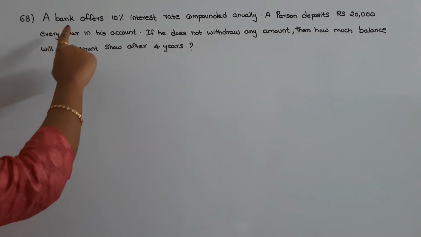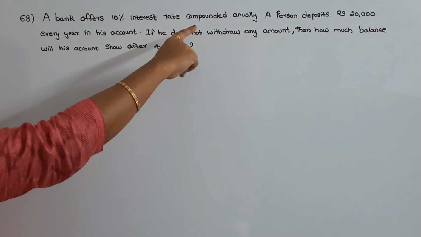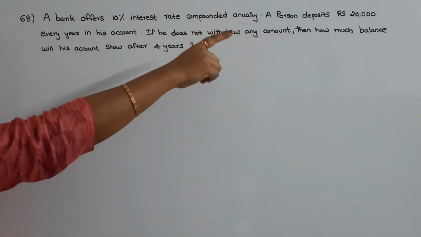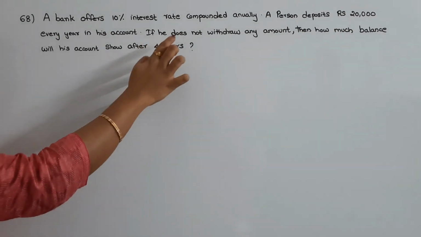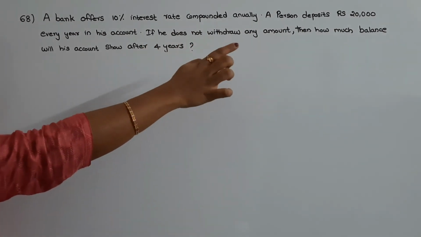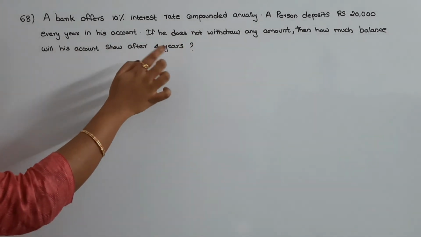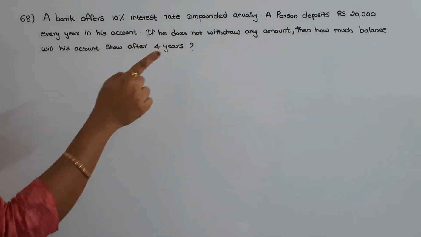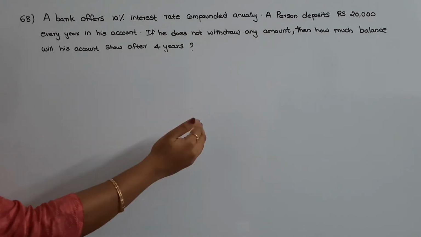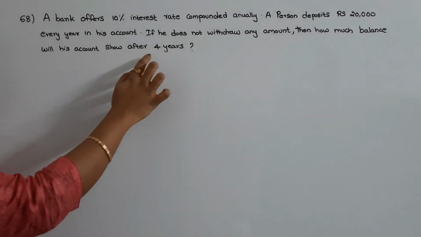68th question is, a bank offers 10% interest rate compounded annually. A person deposits rupees 20,000 every year in his account. If he does not withdraw any amount, then how much balance will his account show after 4 years? So in this question they are telling that a person is depositing money every year in the bank up to 4 years.